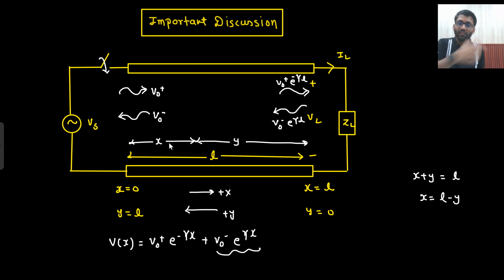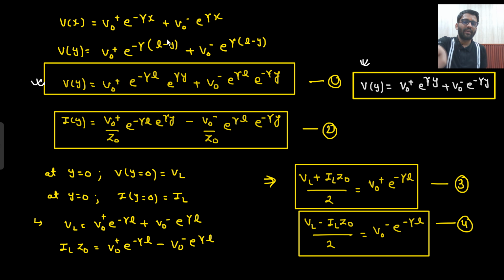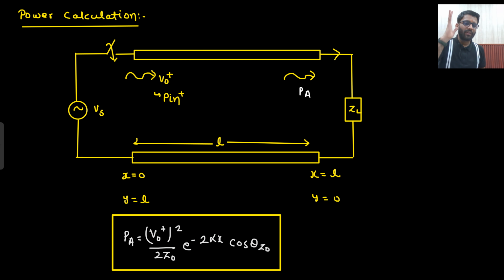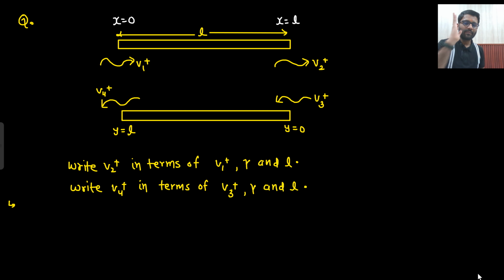What we did here: first we assumed that V0 plus was generated here. With respect to V0 plus, I did the analysis that V0 plus will travel down and it will become V0 plus e to the power minus gamma x. Then I converted x into y. The same thing I will do from this particular side. V0 plus is generated. Now it will travel down.